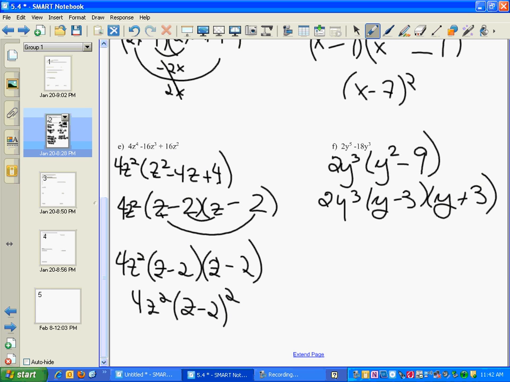Then it can't be factored any further. I could have y squared minus 8, and then I'd just be done. I know that I've got conjugates. Is that better? Okay.